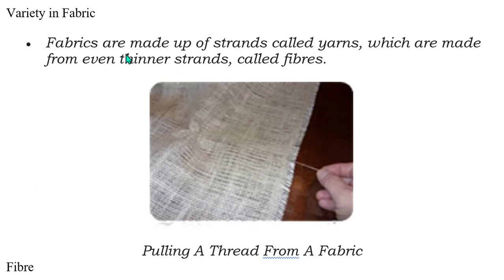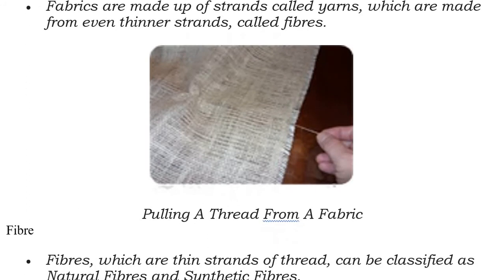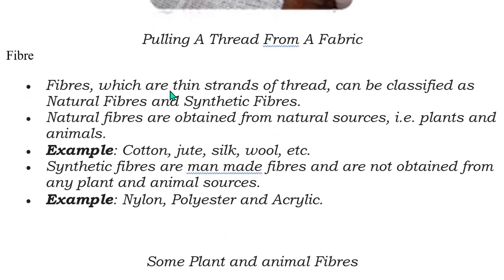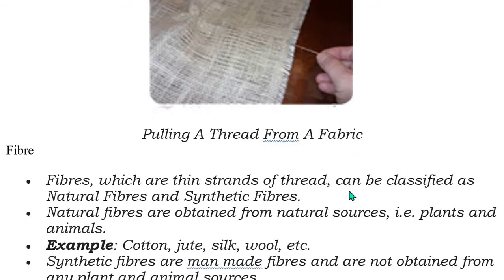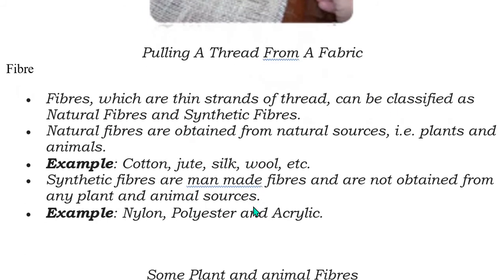So fabrics are made of strands called yarns, which are made from even thinner strands called fibers. Threads, you can see the very thin strands of which the fabrics are made. So fibers are thin strands of thread. Here you can see the thin strands. Fibers can be classified into natural fibers or synthetic fibers.